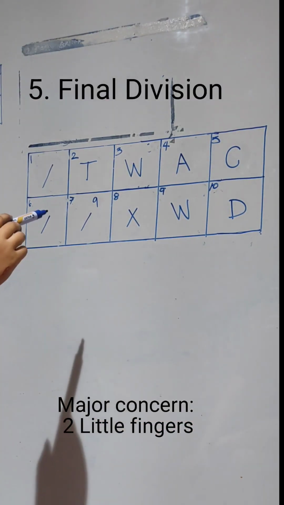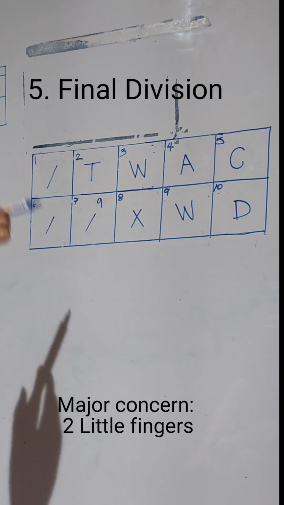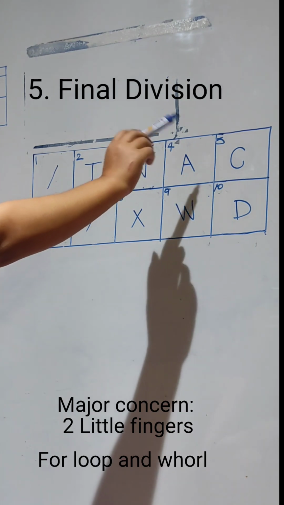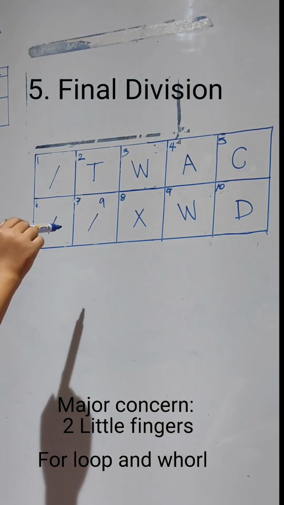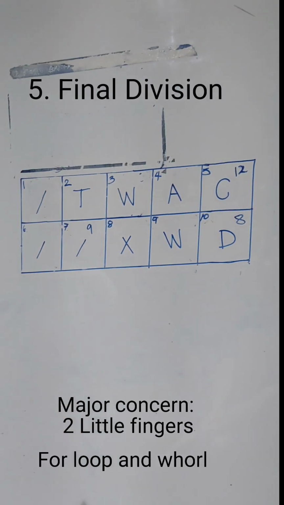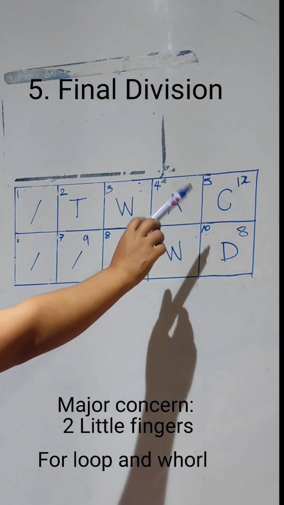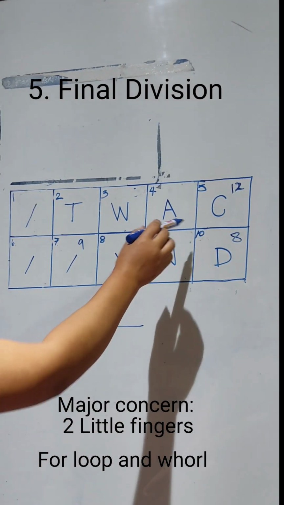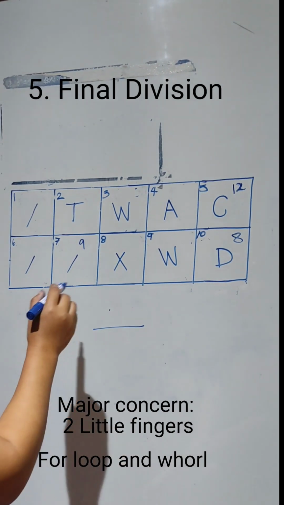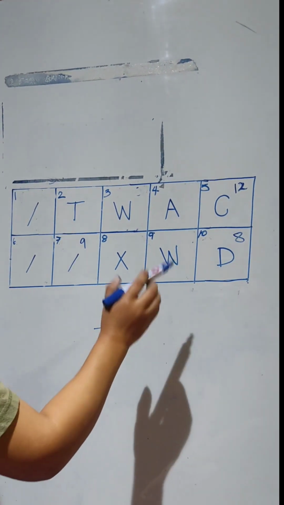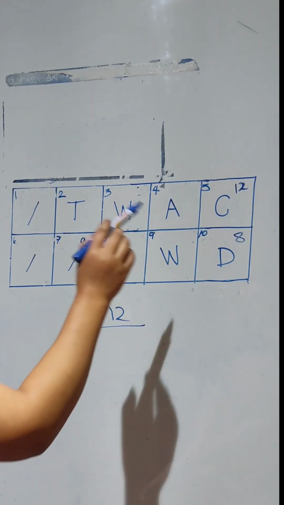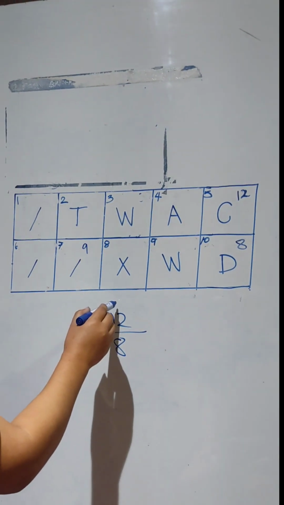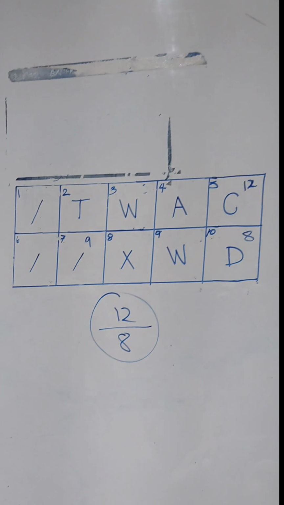This is the final division or classification. In this classification, we're just going to focus on our two little fingers. We're going to ridge count the loops or whirls. We must first check if it is a loop or whirl. So now we're going to input. This is a central pocket loop whirl, and this has a ridge count of 12. While this one is a double loop whirl, so it has a ridge count of 8. So this is now our final classification.